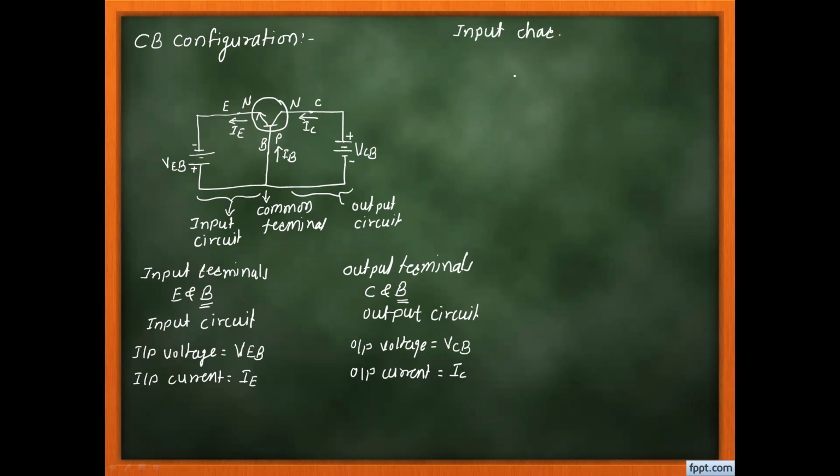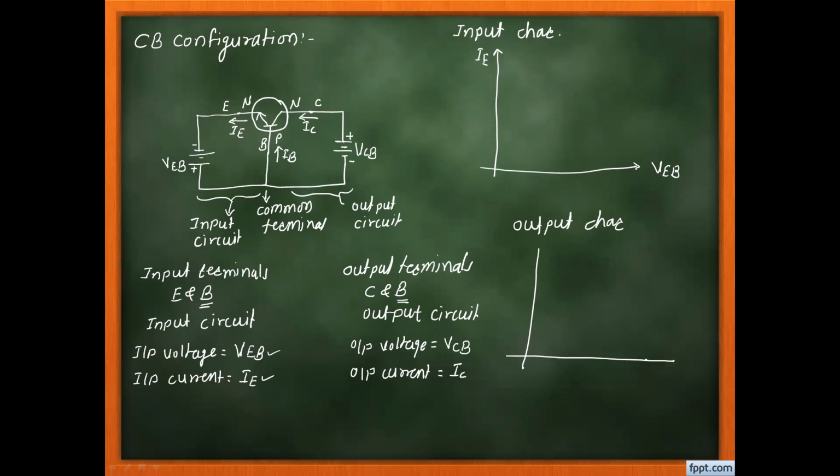The input characteristics are always drawn between the input circuit voltage. Look, which is our input circuit voltage? That is nothing but VEB, and the input circuit current is IE. And the output circuit characteristics are always drawn between the output circuit voltage, which one is that? VCB, and the output circuit current is IC.